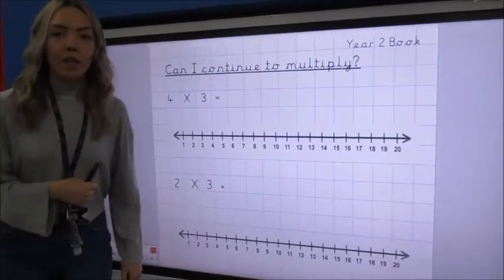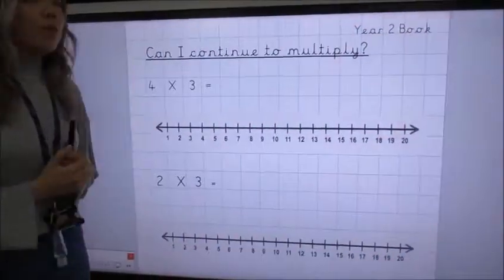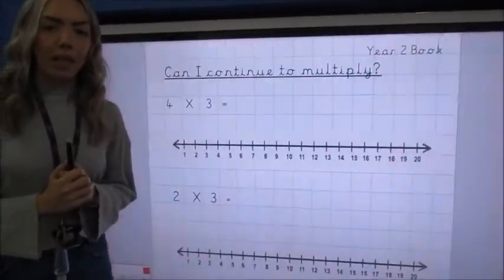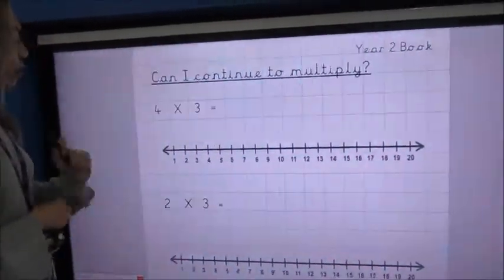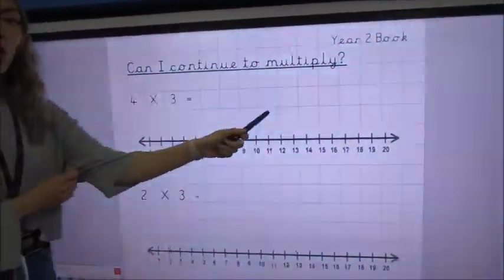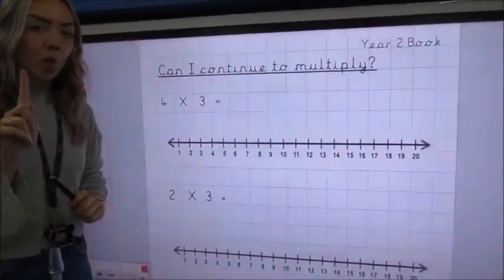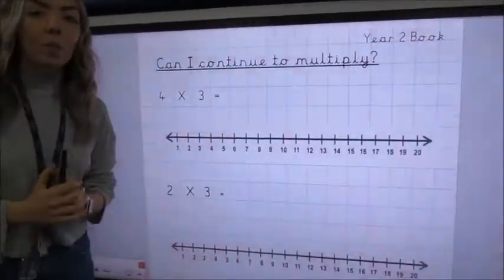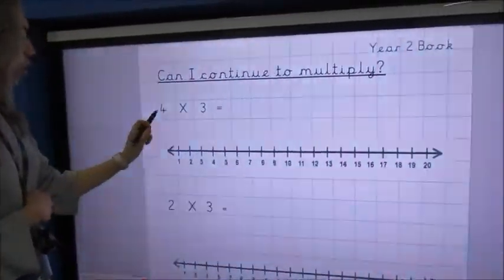So, then for the second part, I want you to continue to multiply using a number line. And Miss Evans showed you this method yesterday. She showed you how we need to jump on our number line, didn't she? And remember, we're not jumping in ones anymore. We jump however many our number sentence tells us to. So let's have a look at the first one.